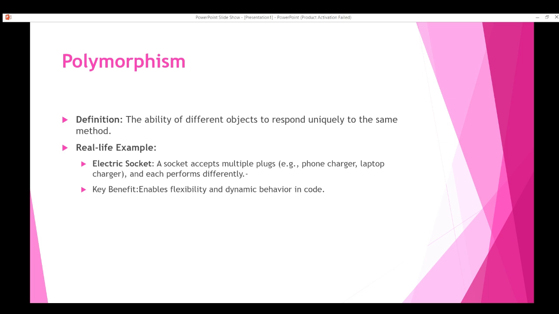So the third pillar of OOPS is polymorphism. The meaning of polymorphism is many forms. Objects exist in many forms. It is the ability of different objects to respond uniquely to the same method. So, a real-life example of polymorphism.